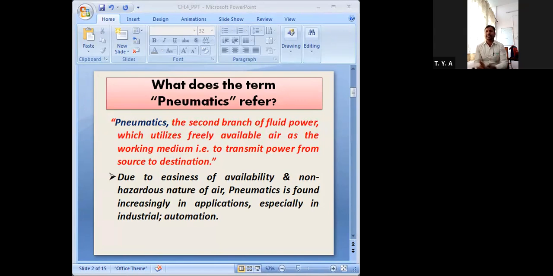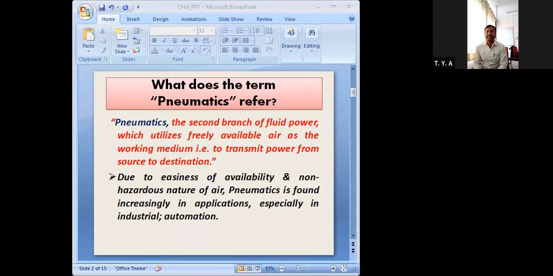Now, what is the definition of pneumatics? This is again a basic question. Pneumatics may be defined as that branch of engineering science, or you can call it the second branch of fluid power. The first branch, we know, is hydraulics. So hydraulics is the first branch belonging to fluid power, and pneumatics is the second branch of fluid power.